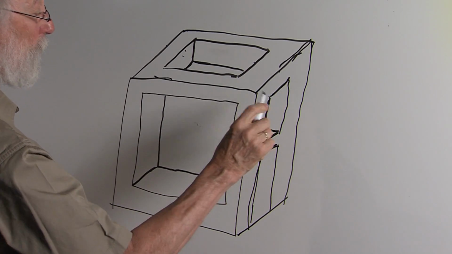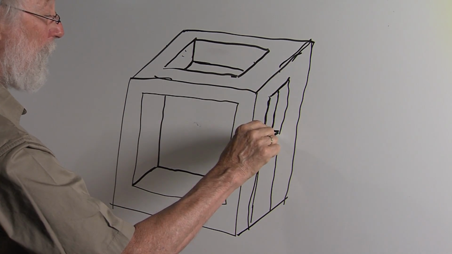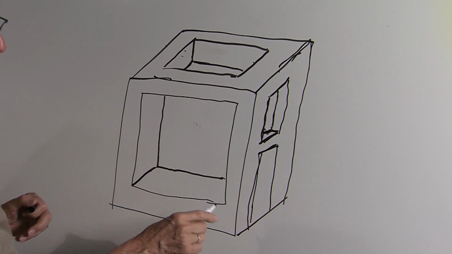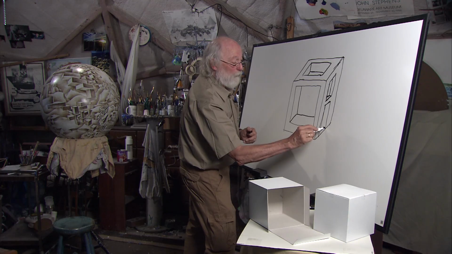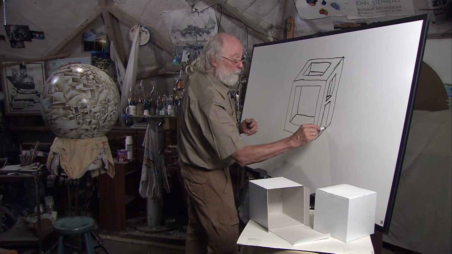I maybe won't have it go quite so far. Have it come to about there and cut across. This one would come back in space like this. And these should be coming straight across.